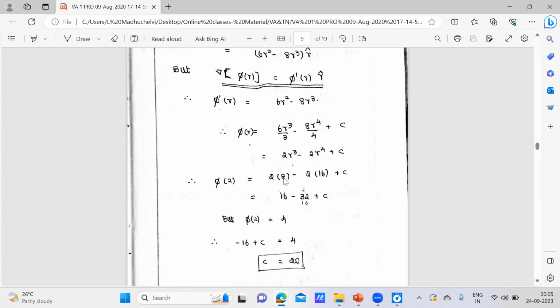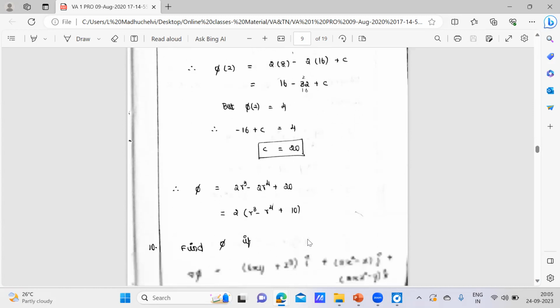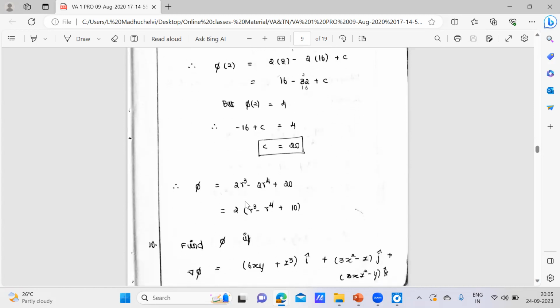So 2 into 8 minus 2 into 16 plus c, that is 16 minus 32 plus c, equal to minus 16 plus c equal to phi of 2. Given that it is 4, minus 16 plus c equal to 4, that is c equal to 20. So phi equal to 2r cubed minus 2r to the power 4 plus 20. If you take 2 outside, we get 2 times (r cubed minus r to the power 4 plus 10).